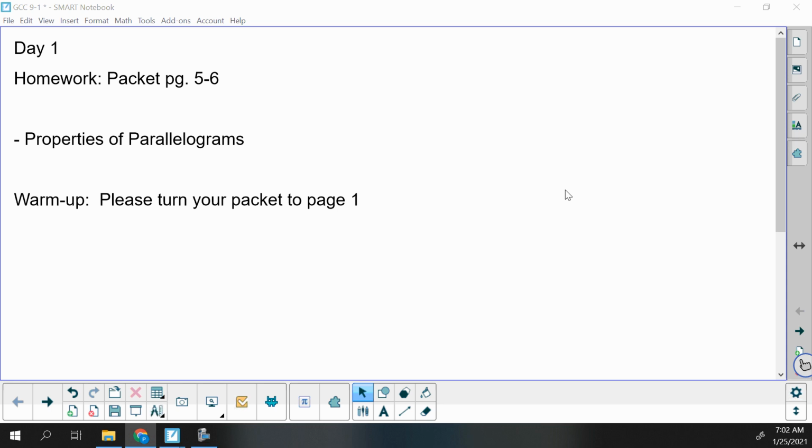Welcome to the first day of Unit 9, our unit on quadrilaterals. You can put in your planners the homework after you watch the video today is pages 5 to 6, and then you should also be studying your parallelogram reasons, and we'll talk about that momentarily. Today we'll be working with parallelograms.